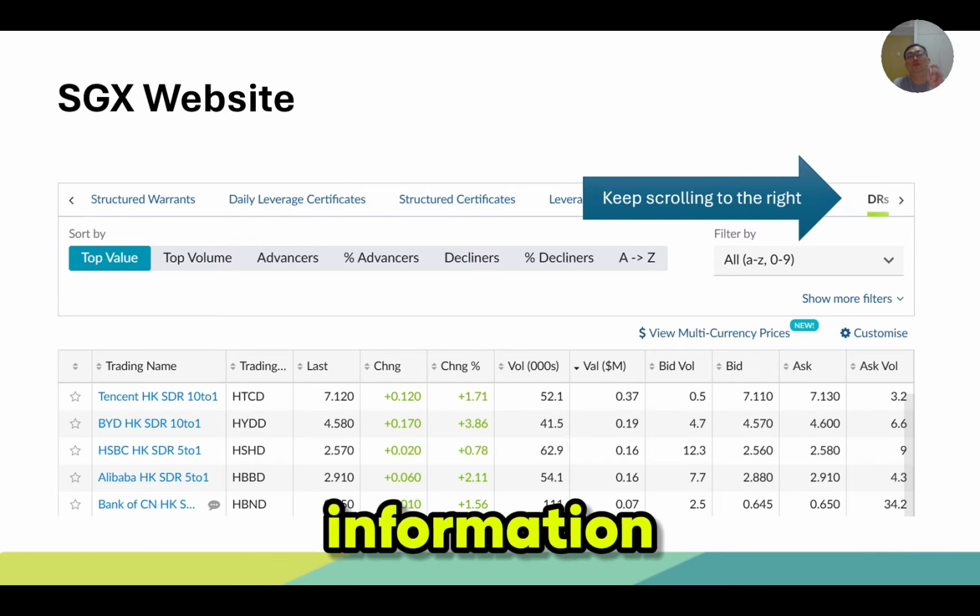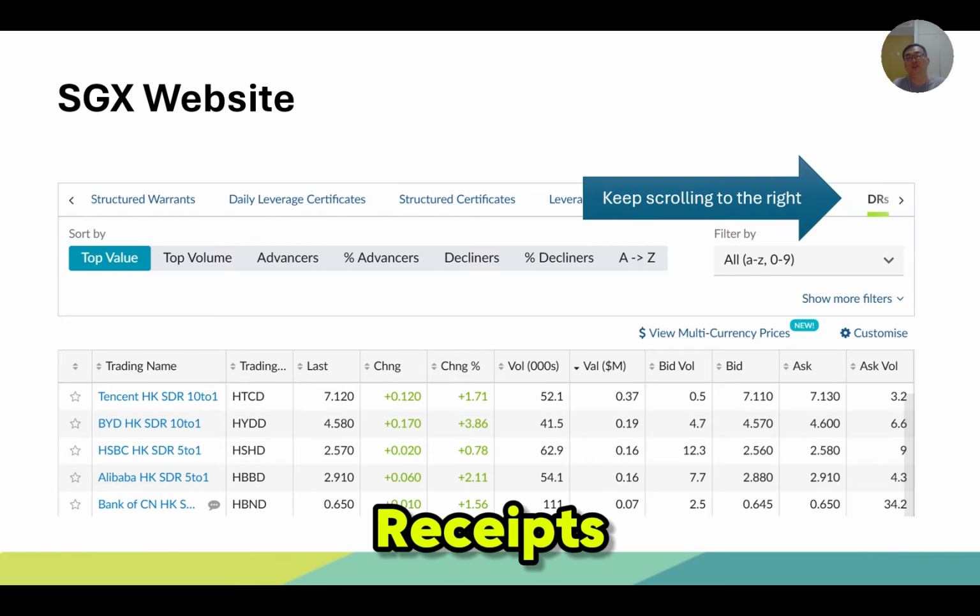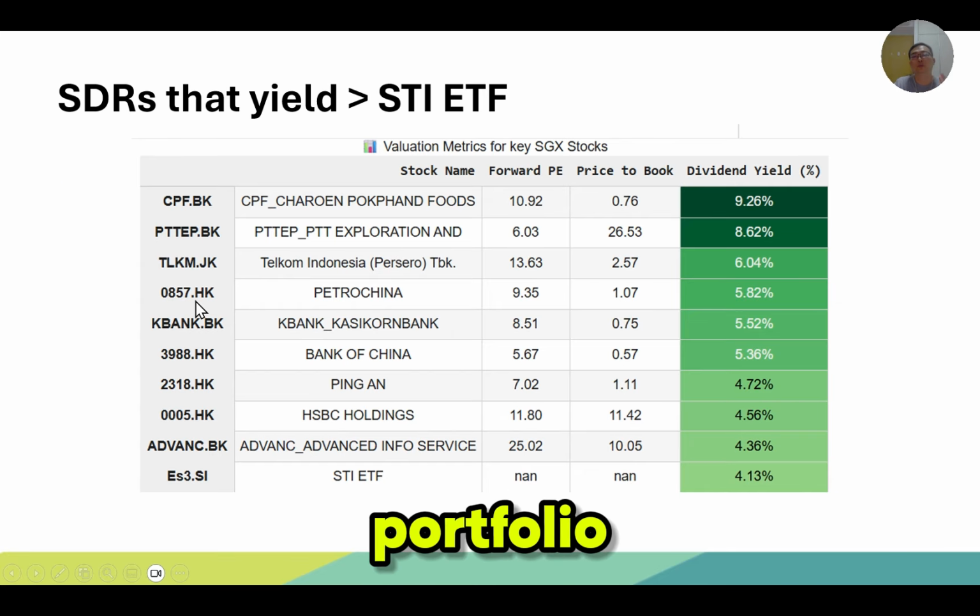Okay, so it is something which I think the older investors would like to have, right? To find information on the Singapore depository receipts, you need to go to that menu bar on the SGX website, and you need to click the right arrow and scroll all the way to the right at the end, where you can get access to information on these depository receipts. And you'll be able to find all the big names from Hong Kong: Tencent, BYD, HSBC, Alibaba, and Bank of China. All right, so these are companies that are blue chips in other countries that you can also add into your portfolio.